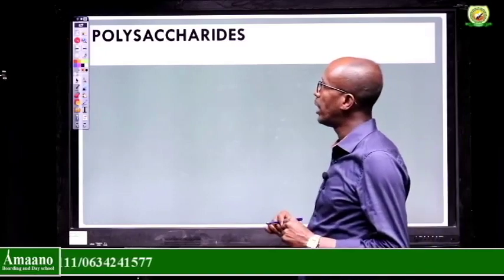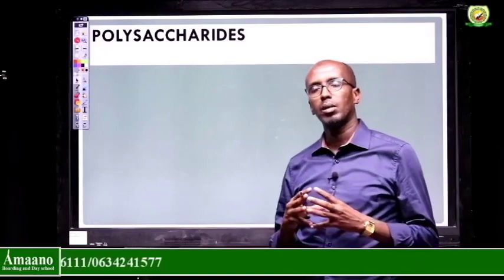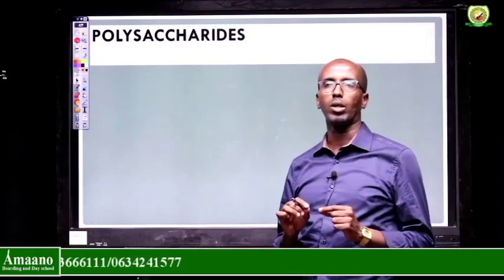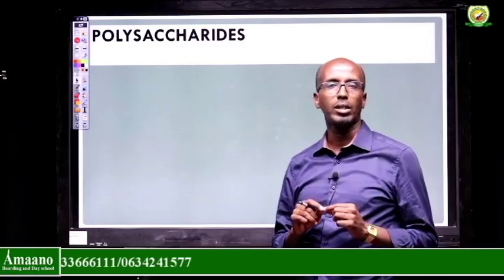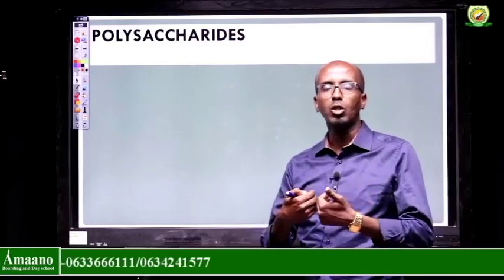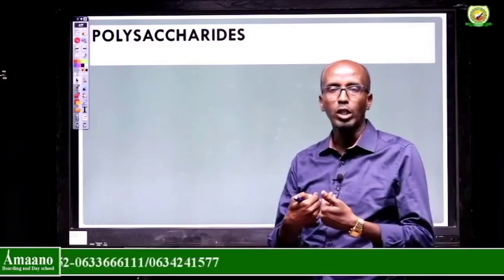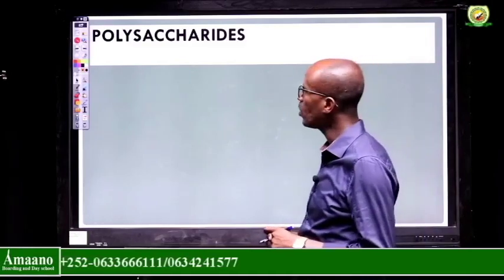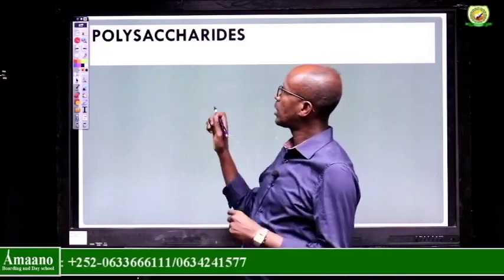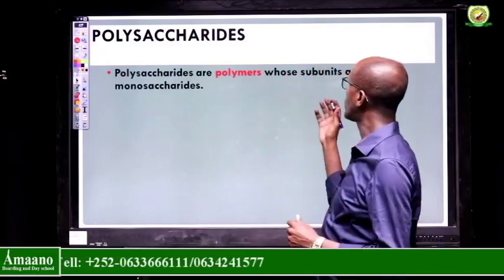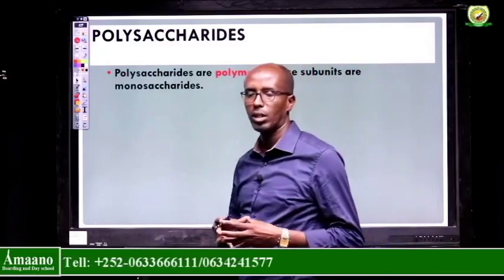Previously we learned about monosaccharides, which are the simplest type of sugars, and disaccharides, which are type of sugars which contains two monosaccharides joined together by a condensation reaction. Polysaccharides are polymers whose subunits are monosaccharides.